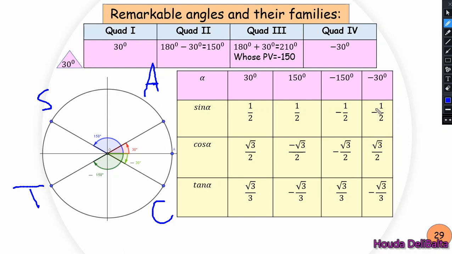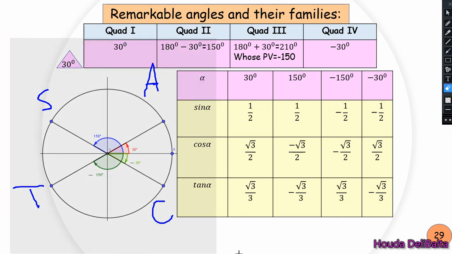And finally in quadrant 4 there is the minus 30 degrees. Its sine is negative, its cosine is positive. So we take the same values and we change signs, okay? So minus for the sine, plus for the cosine, and minus for the tangent.